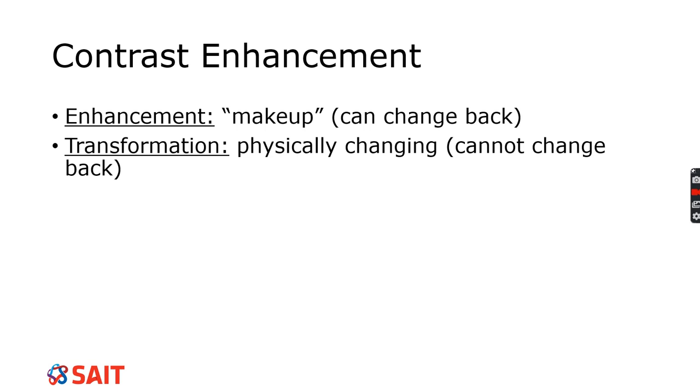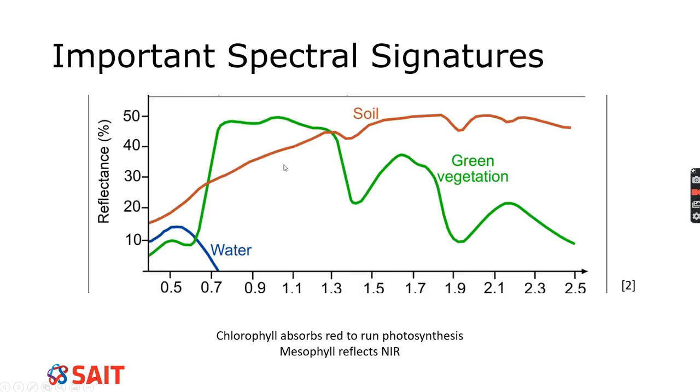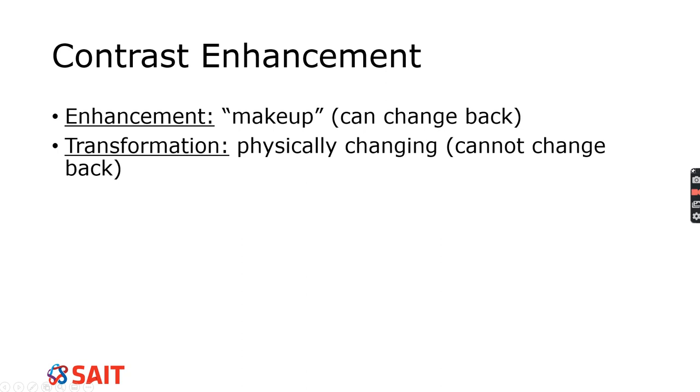So now thinking about how those are contrasting. Again, looking at this, we have lots of contrast, especially in the near infrared in this particular spectrum. We can start thinking about contrast. I want to make it clear what the difference is between enhancement versus transformation.